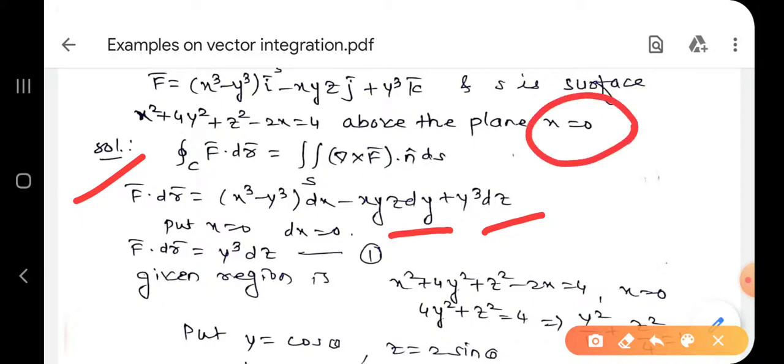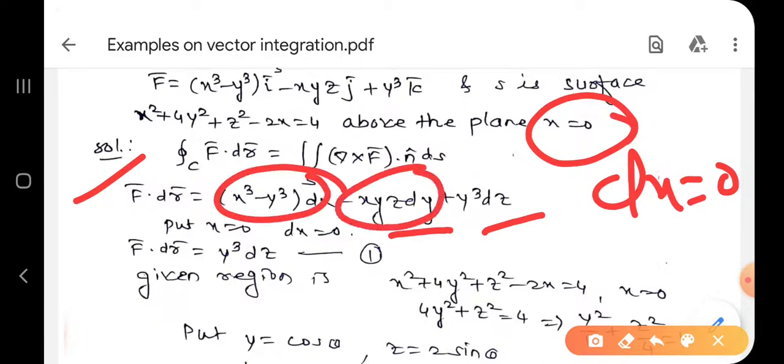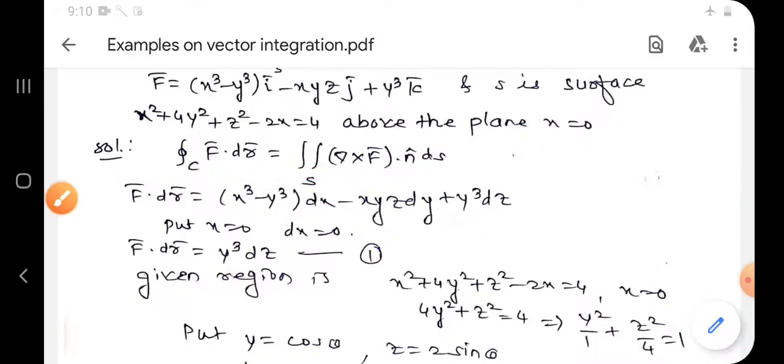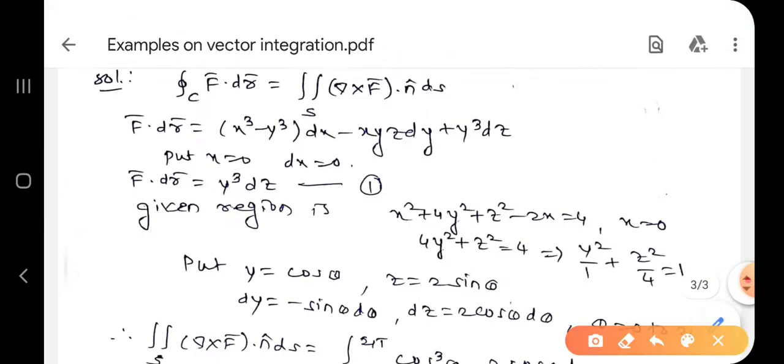But x equal to 0 means dx equal to 0. Substitute here dx equal to 0 and x equal to 0. What remains? I get only f bar dot dr bar is equal to y cube dz. Understood? Now y cube dz is there. In your given region, if I put x equal to 0, what I get? This 2x also 0. What I get? 4y square plus z square equal to 4. Divide by 4. I get y square upon 1 plus z square upon 4 is equal to 1.